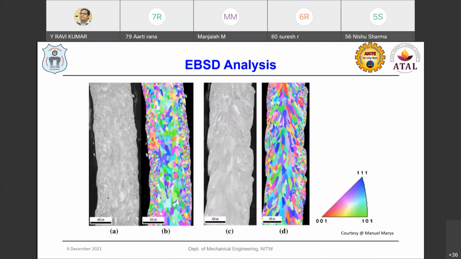And we have also analyzed the EBSD results. You can see the EBSD results in the horizontal cross section and in the build direction. In the build direction, we have an elongated columnar dendritic structure. This is how the crystallographic orientation can be seen: 001 plane, 111 plane, 101 plane, in both the horizontal and the build directions.